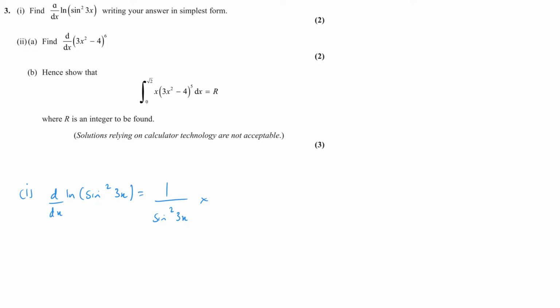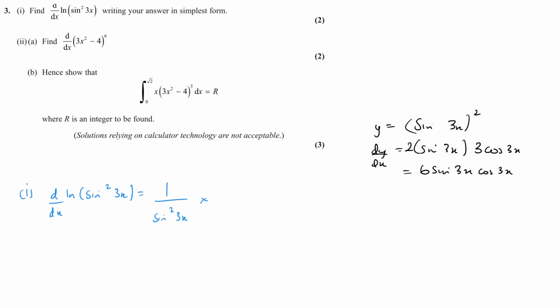Okay, so I'll do it over on the side, but sine squared 3x can be written as sine 3x squared. So imagine you're going to differentiate this. We bring the 2 down, sine 3x, and then we multiply by the inside differentiated. So sine differentiates to cos, and sine 3x differentiates to 3 cos 3x. So this is 6 sine 3x cos 3x. So that's what I'm going to multiply by, 6 sine 3x cos 3x.